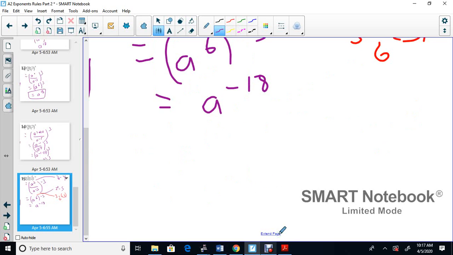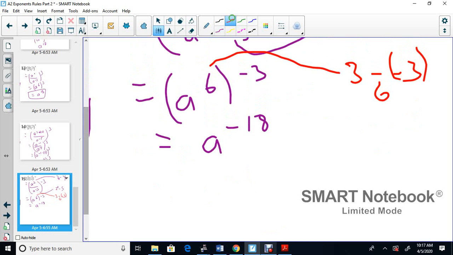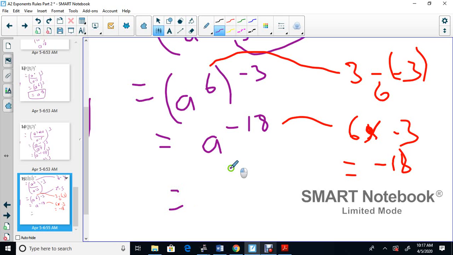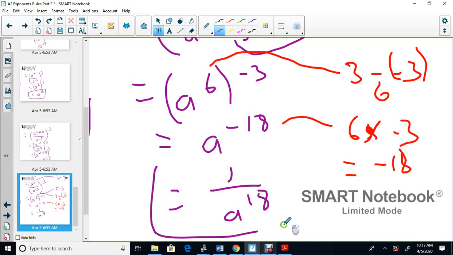Okay, how did I get that? Well, I took the 6 that I had there and I multiplied it. So I'll put a little times -3 on my calculator, and I got -18. Okay, we got one last step. I go 1 over a to the 18, and that's my final answer.